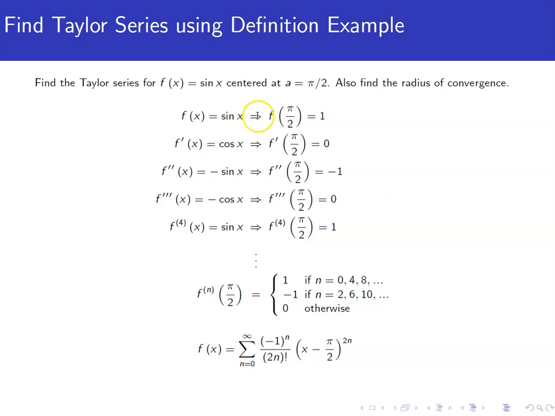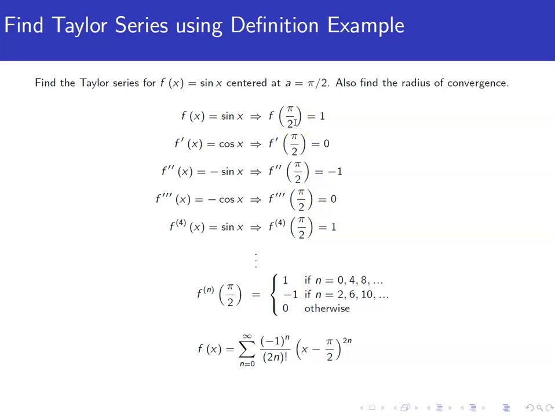Well, successive derivatives are just alternating back and forth between sine and cosine with some negatives thrown in, right? The function is sine of x, its first derivative is cosine. Second derivative is negative sine. Third derivative is negative cosine. Fourth derivative is sine, and then we repeat. Which means our coefficients, after we plug in pi over 2, will also repeat.